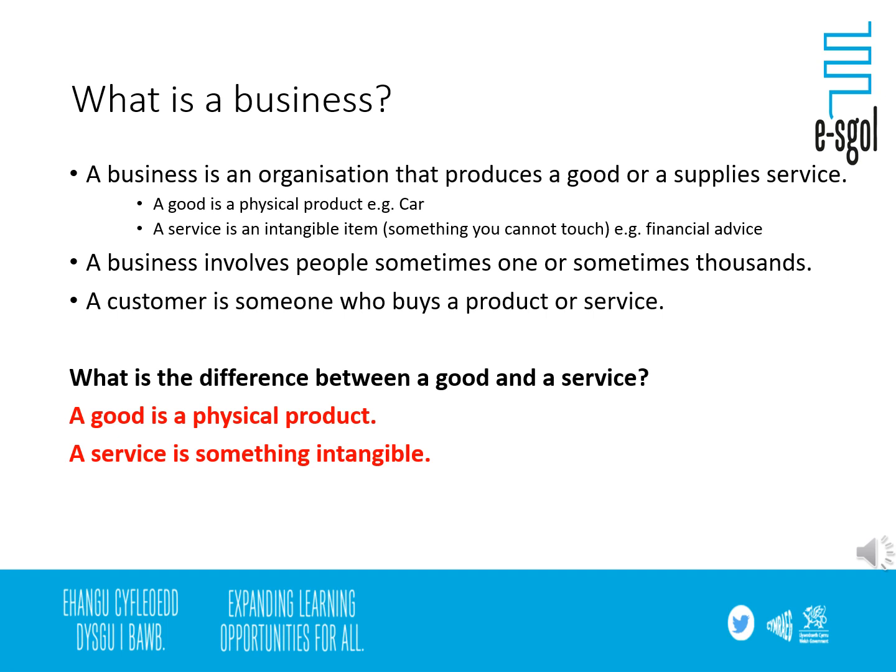Okay, going to start off with talking about what is an actual business. So, a business is an organisation that can produce goods or supply a service. Now, a good is a physical product that you can touch, like a car, table, bed, computer, phone. A service is an intangible item, something that you can't touch. So, for example, financial services, hairdressing, window cleaning. A business involves people, sometimes one person, or it could be thousands of people working in a business. And a customer is someone who's buying a product or a service.